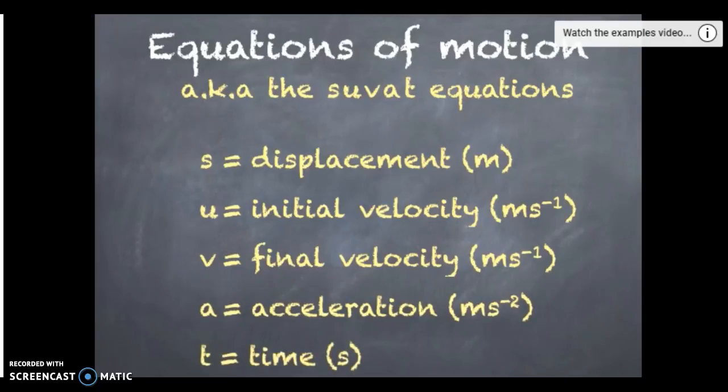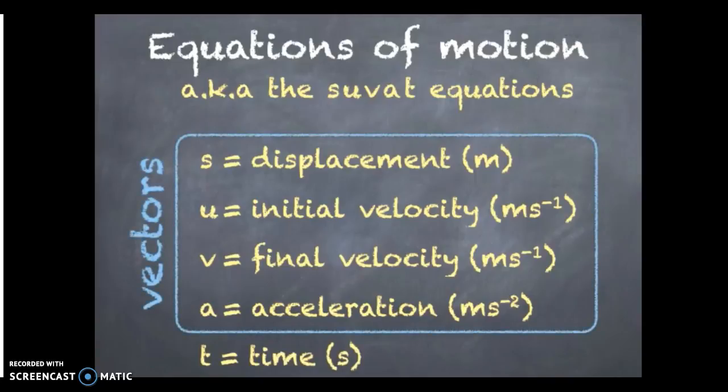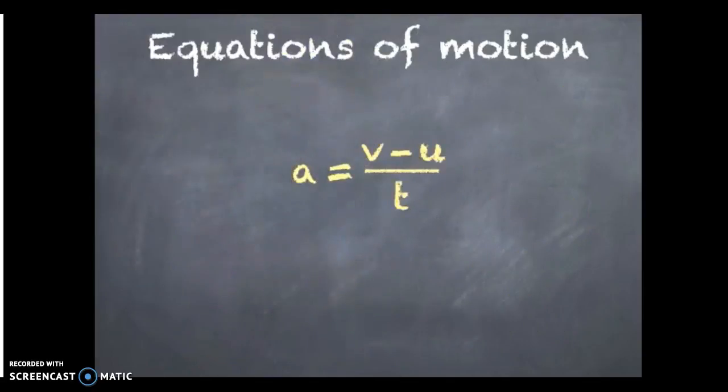Now it's important to remember that the first four quantities are all vectors, so for them direction has to be taken into account. I'll say more about this after going through the derivation. Here's the first. We'll start with an equation we already know from National 5, a is v minus u over t, and rearrange it to give the new equation v is equal to u plus at.